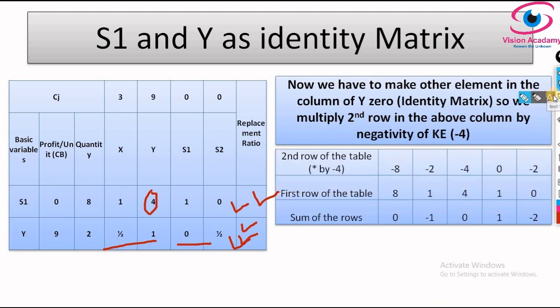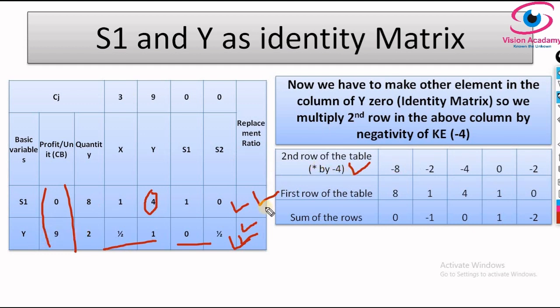Firstly I have considered the second row and multiplied each value in the second row by -4, except the profit and unit. We should not give any treatment to this profit or unit, because these are the coefficients of the basic variable. Okay, this will remain the same.